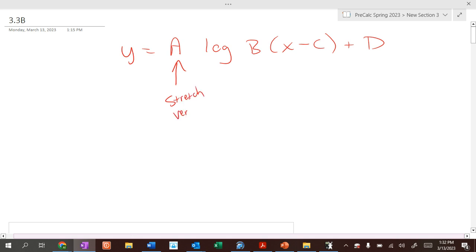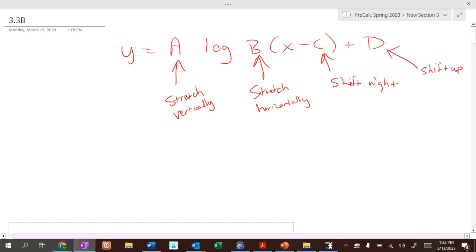It's a stretch vertically. What does the b do to it? Stretch horizontally. What does the c do it? Shift. And this is right, because a negative c shifts right. What does the d do? Shift up. So if it's a minus d, it shifts down. If it's plus c, you shift right. Notice how the b is on the outside of the parentheses. That's very important, as I will show you in a minute here.